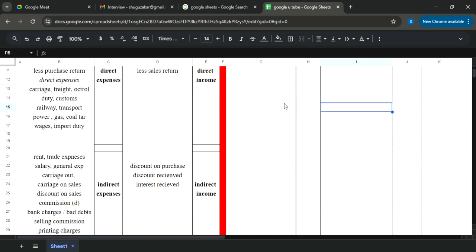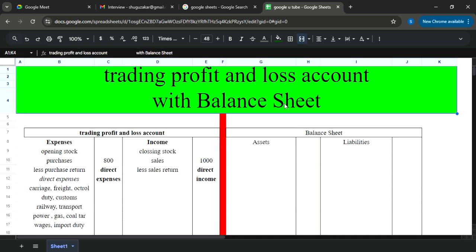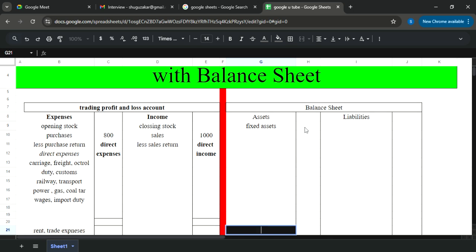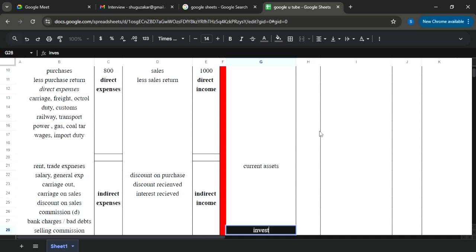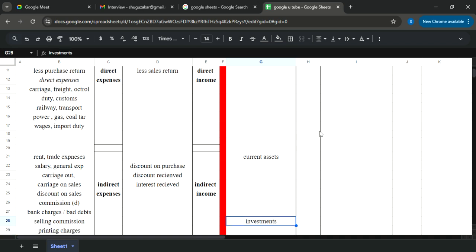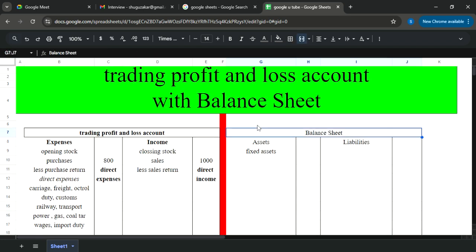On the other hand, you have your right side. This was fixed for the balance sheet. And now, for the first time, you will see we will divide our assets into three parts. Here you may write your fixed assets, and a little more space we will take for the current assets, and finally we will see investments. As we have divided our expenses into two parts, we are dividing our assets into three parts.